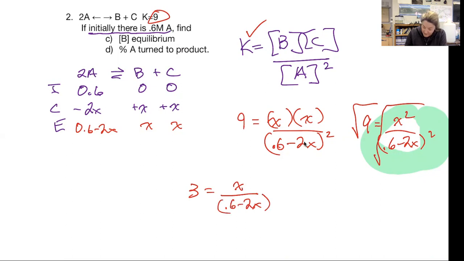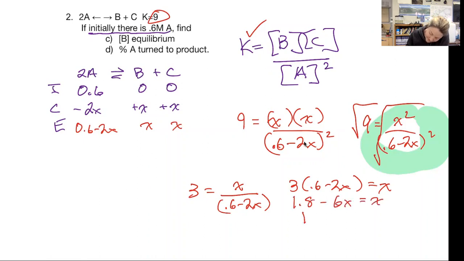Now I'm going to cross multiply. I'm going to distribute: 3 times 0.6 is 1.8 minus 6x equals x. 1.8 equals 7x. x equals 1.8 divided by 7, 0.257.